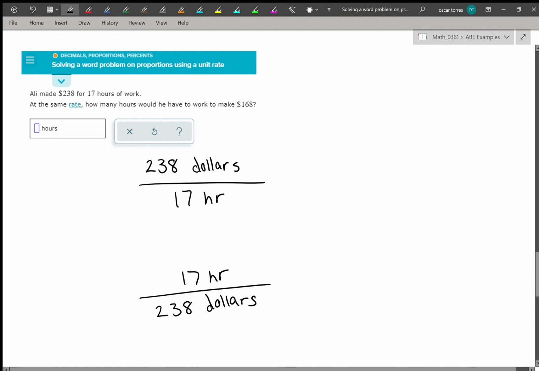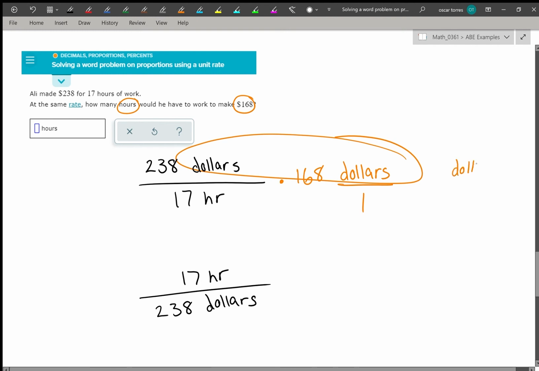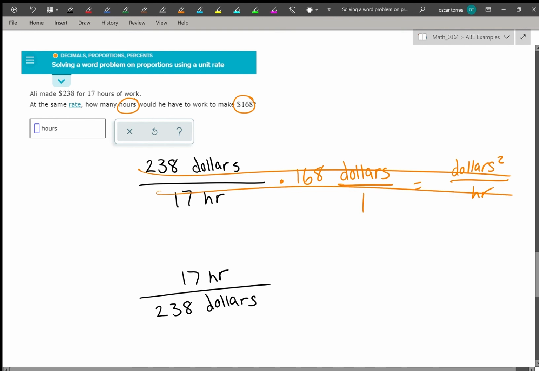The way to figure out which one we use is by reading the rest of the problem. The problem says, at the same rate, how many hours, so we're looking for hours, would he have to work to make $168? So if we're looking for hours, that means we want to cancel out the dollars. If we look at our first expression and we multiply it by $168, would the dollars cancel out? No, because this dollars is technically over 1, and we would get dollars times dollars, which is dollars squared. And that is not what we're looking for as a unit for our answer.